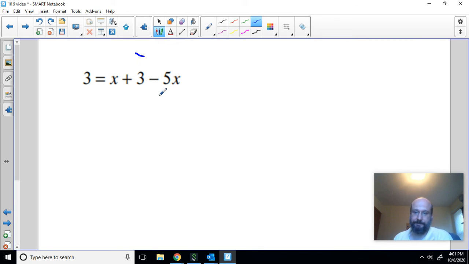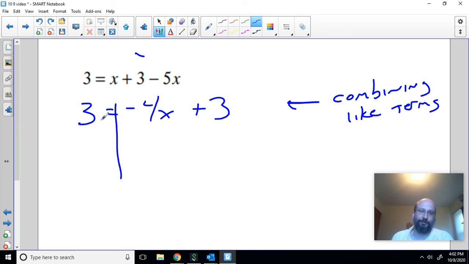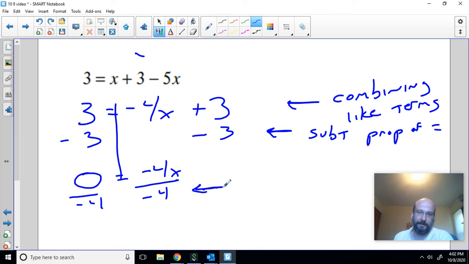So, same thing. Our first thing we're going to do is bring these together, the x's. X minus 5x is negative 4x. And again, we call that combining like terms. Now we're going to move this 3 over here. So that's going to be a subtract 3. And when we subtract from both sides, that's the subtraction property of equality. So that's 0 here. 3 minus 3 is 0. Negative 4x. I'm going to divide from both sides by negative 4, which is the division property of equality.